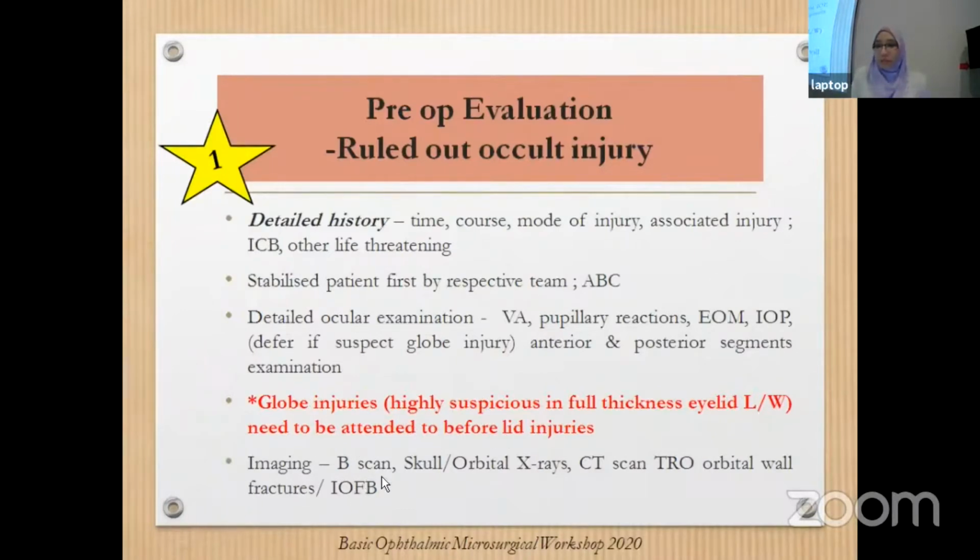And then later, if you suspect this patient has some globe injury, we need to do a skull or orbital X-ray. Okay, this is done after we rule out the globe rupture. And then a CT scan to rule out orbital wall fracture or intraocular foreign body.